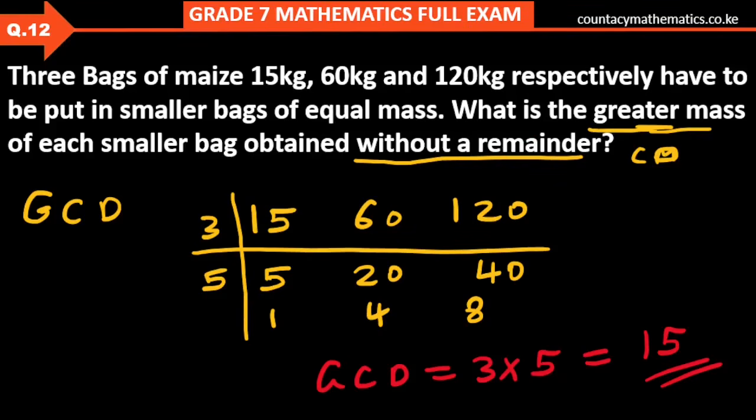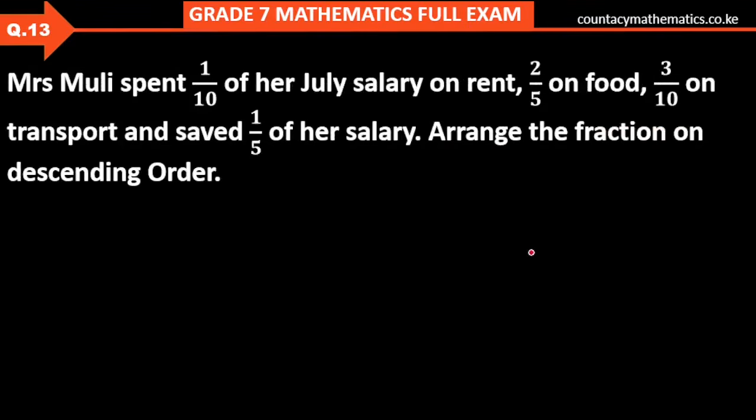So right on our screen, what we have is a very interesting question as well, question 13. We are told that Miss Mooley spent 1/10 of her July salary on rent, and then 2/5 on food, 3/10 on transport, and saved 1/5 of her salary. You are told to arrange the fractions in descending order.